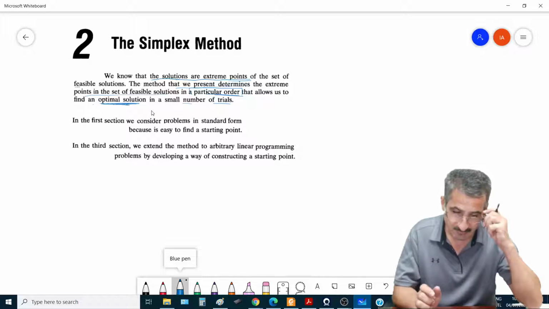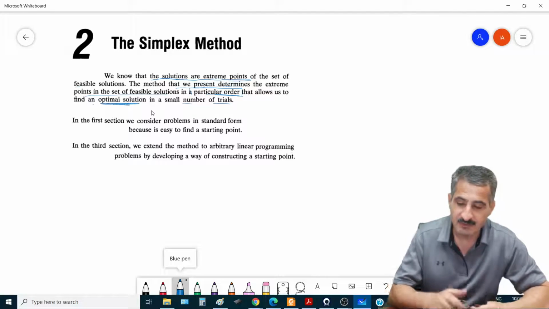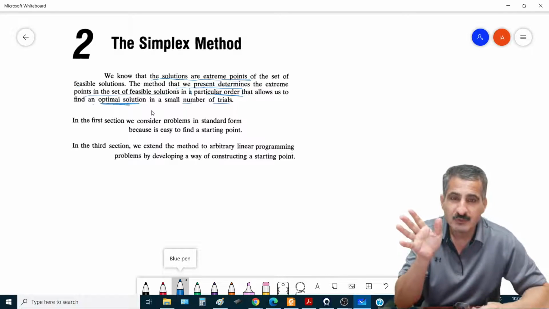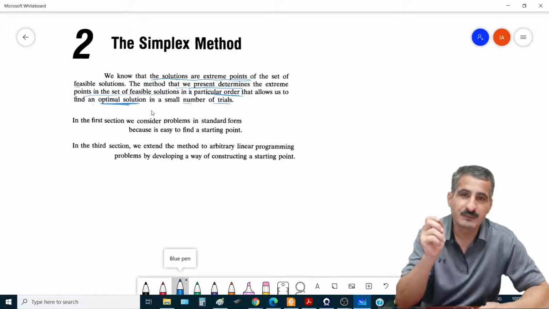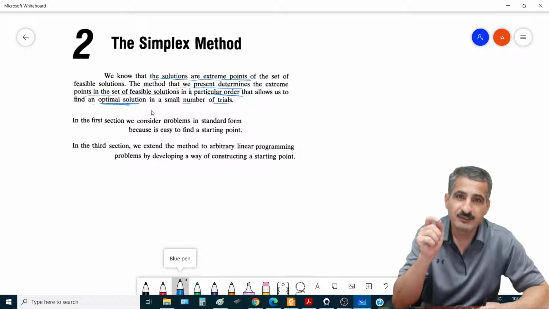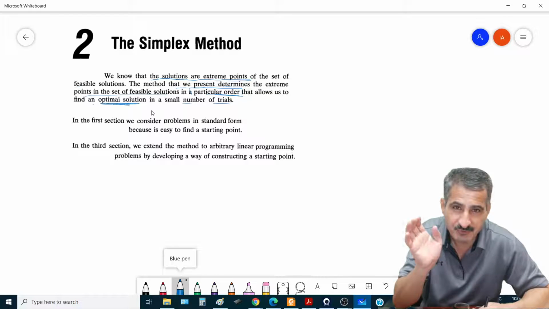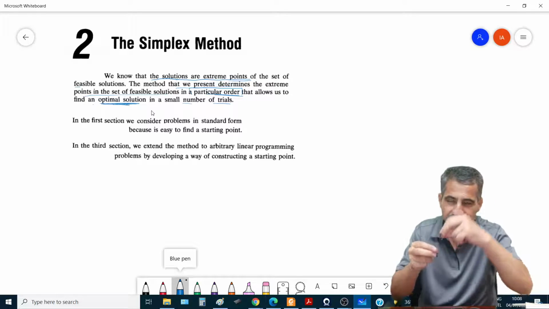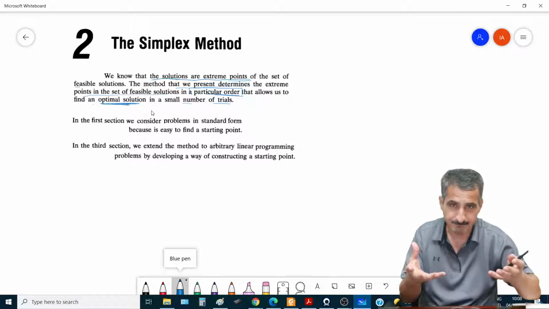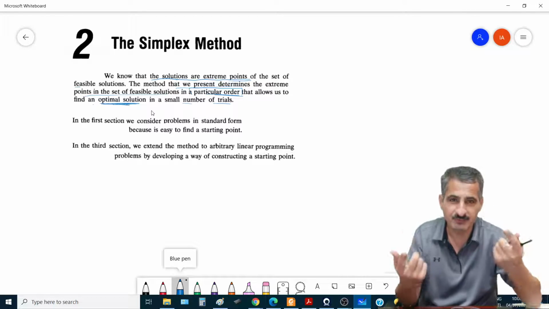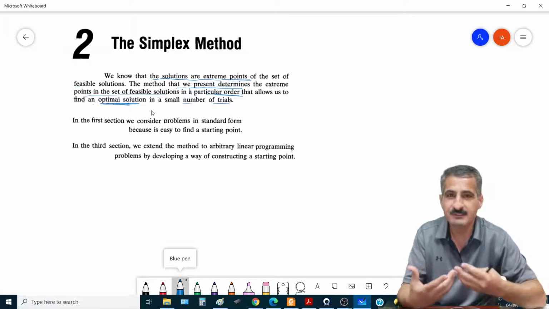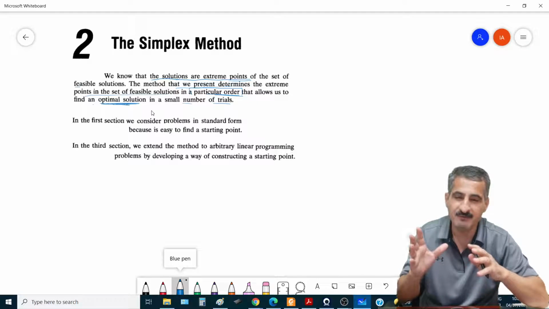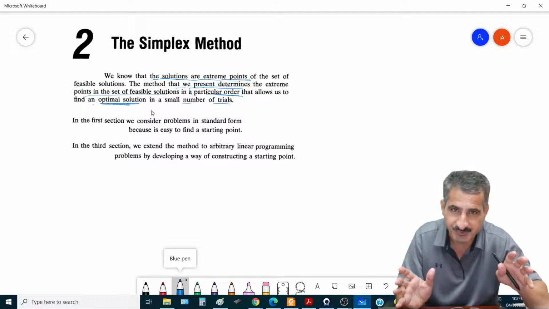Okay, so the simplex method works the following way. We know previously that the objective function will take the optimal solution at an extreme point of the convex set of feasible solutions. So the idea is to list the extreme points, all of them, and substitute each one of them in the objective function, and then we find the maximum or the minimum. But this is not practical because we might have a lot of extreme points.